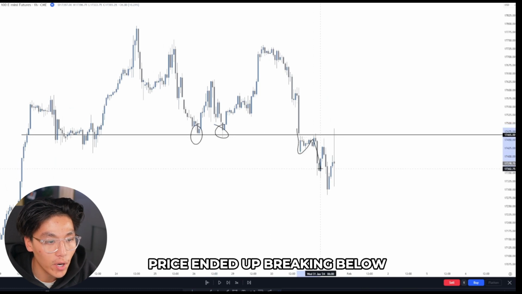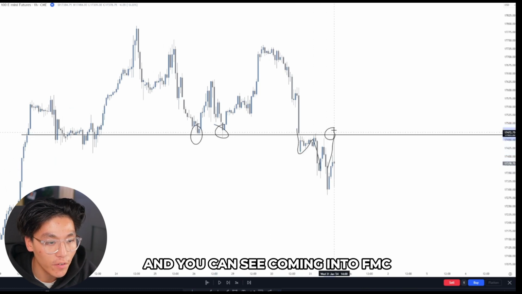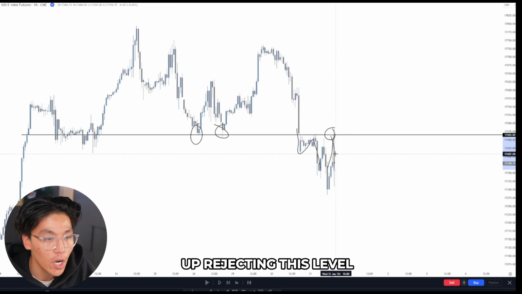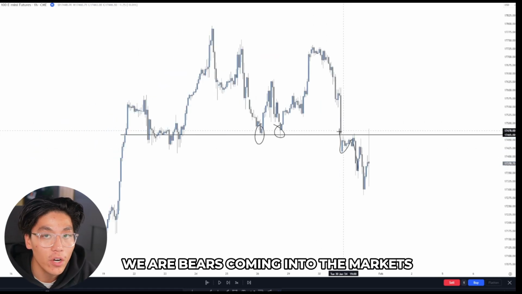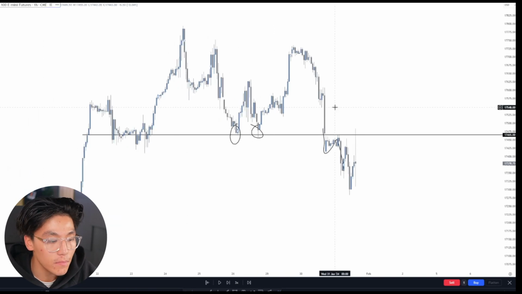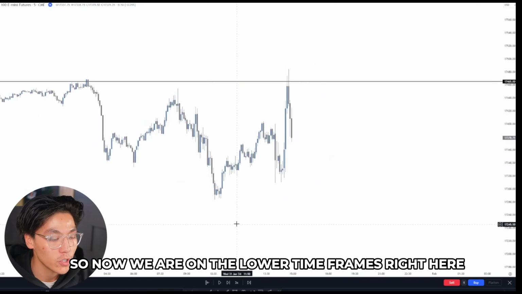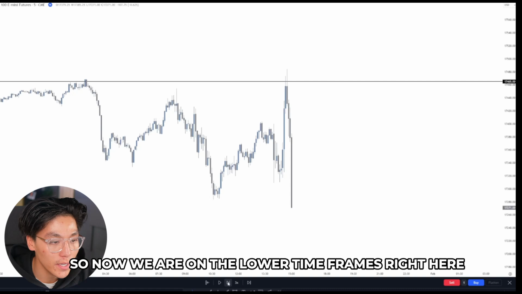Price ended up breaking below, and you can see coming into FOMC, right? We ended up rejecting this level perfectly for a retest towards the downside. So once it held this level, we were bearish coming into the markets. So now we'll head on to the lower time frames. So now we are on the lower time frames right here. We'll play the tape out.